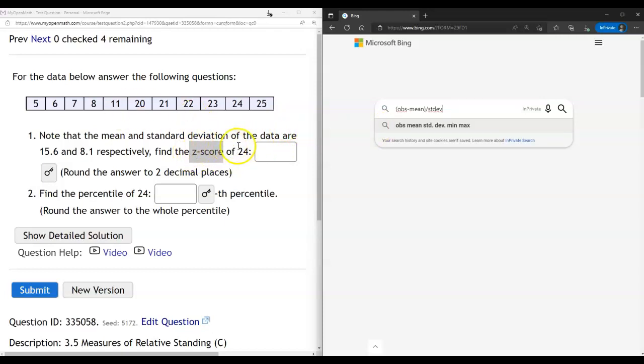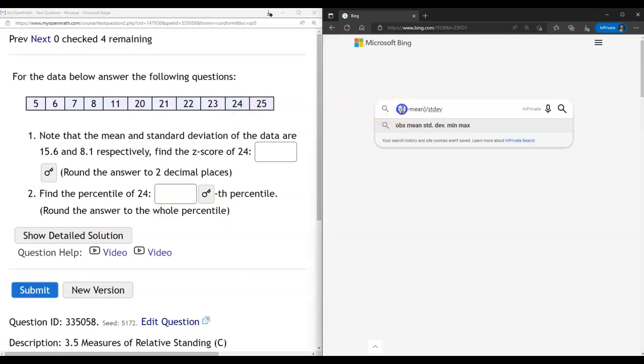In our case, the observation is 24. It says find the z-score of 24. So here's the 24. It seems like it's pretty high up there in the data set, because the data set is organized in order. So it should have a pretty high z-score.